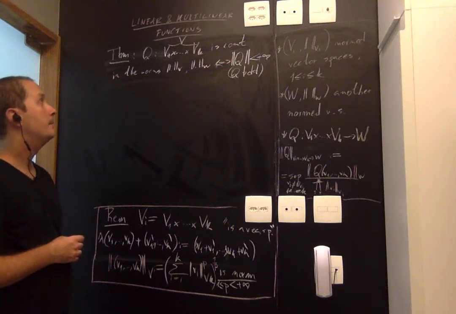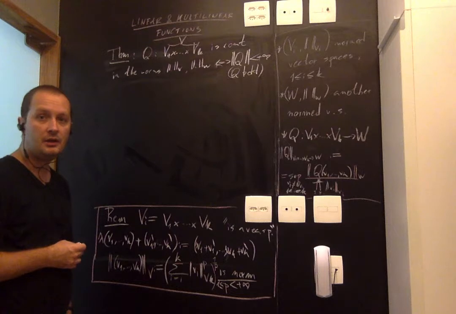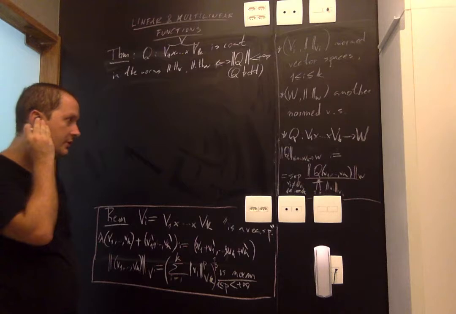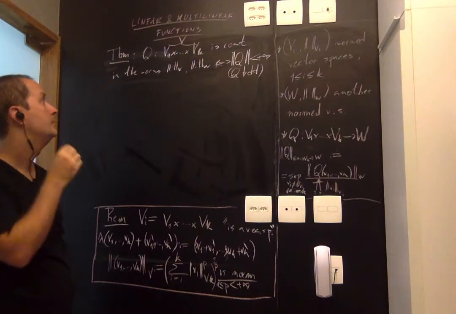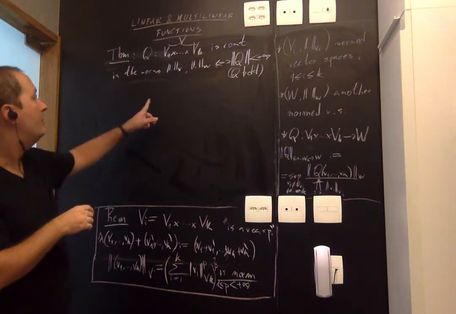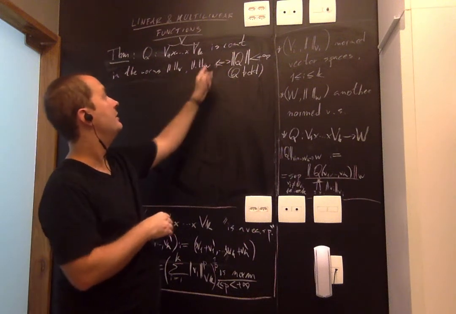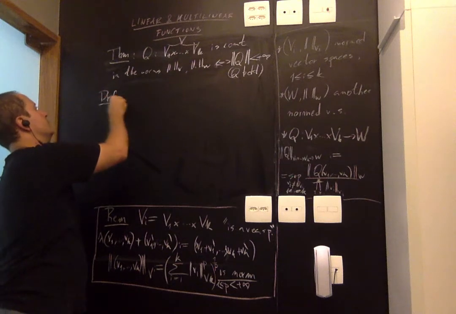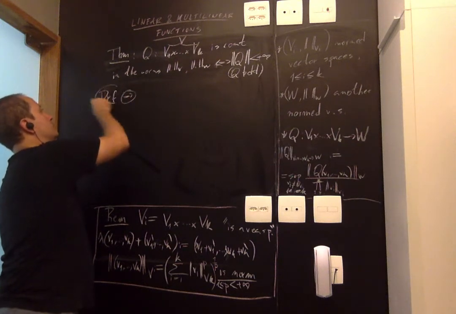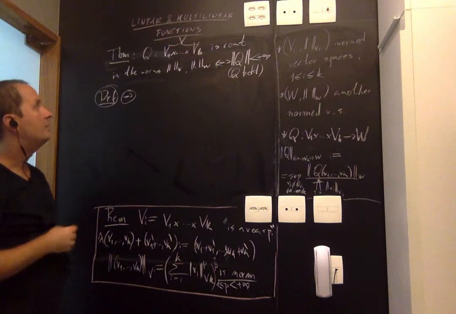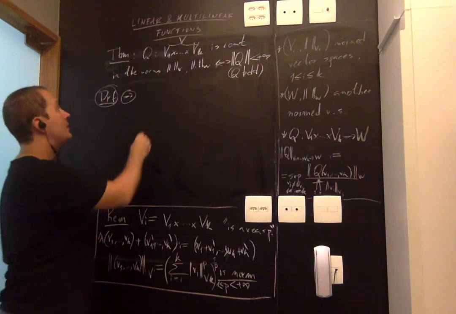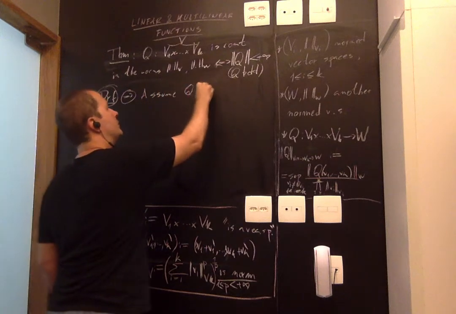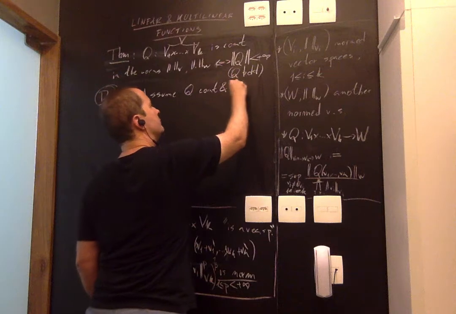I'm going to first do the direction that's the most similar to what we did last time. The other time we did first this direction and then the other, we're going to do it the opposite way. Okay, if it's continuous, it has to be bounded. So it's going to be a proof by contradiction. Assume continuous and not bounded.